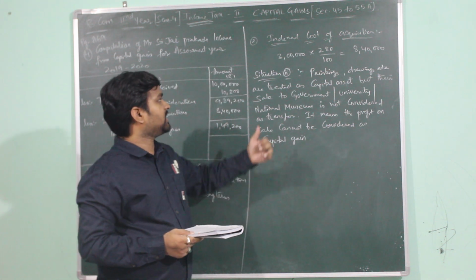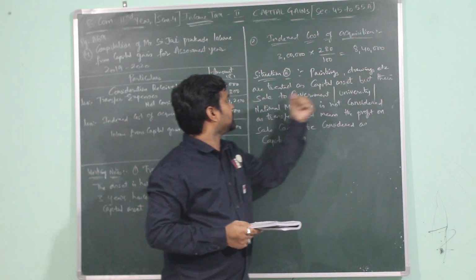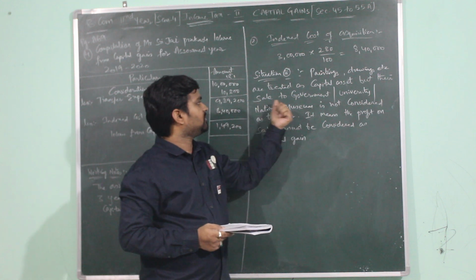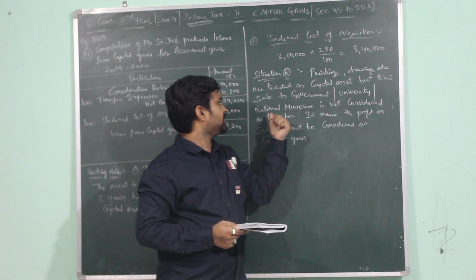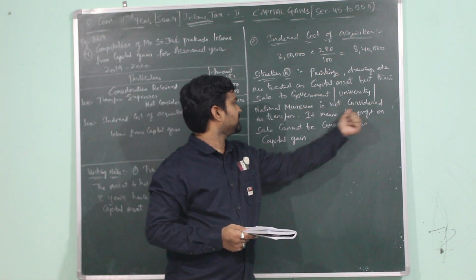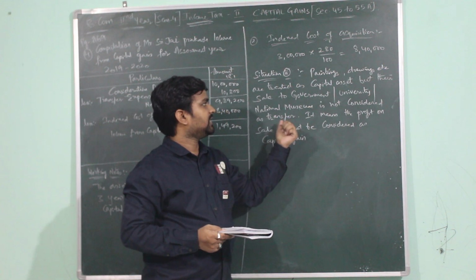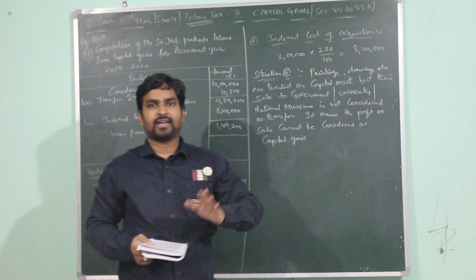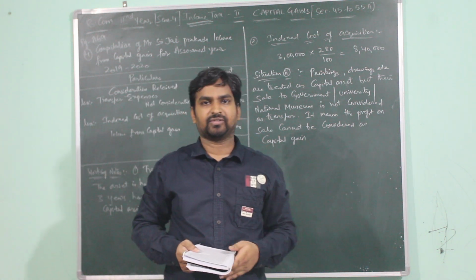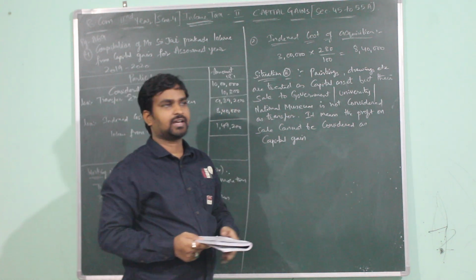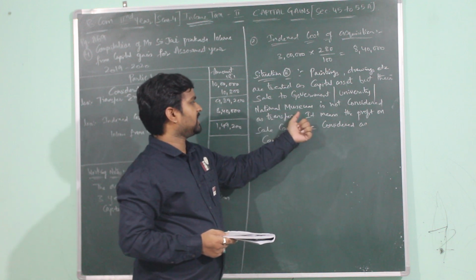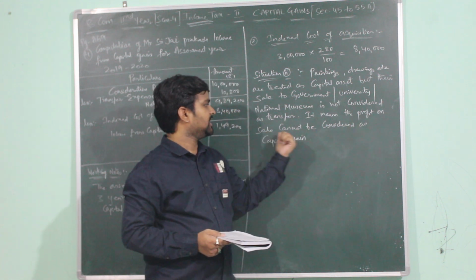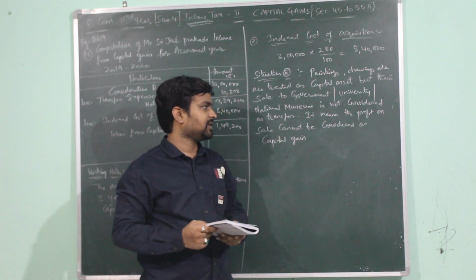Here are the working notes for it. Paintings, drawings, etc. are treated as capital assets, but their sale to government or universities or national museum is not considered as transfer, that is sale. So these paintings and drawings come under capital assets, but if you are selling the same paintings and drawings to the government, or to a university, or to the national museum, then it is not considered as sale. It means the profit on such sale cannot be considered as capital gain.